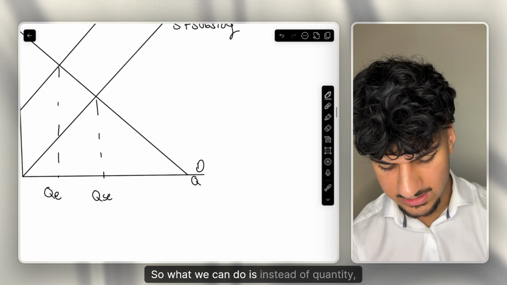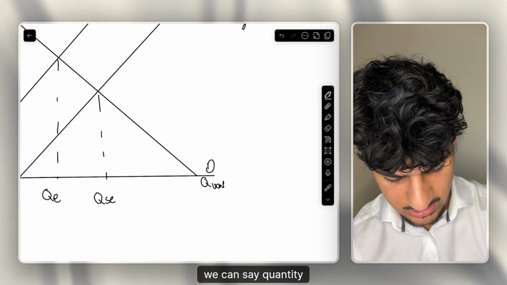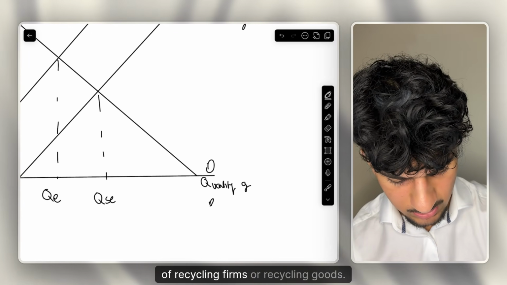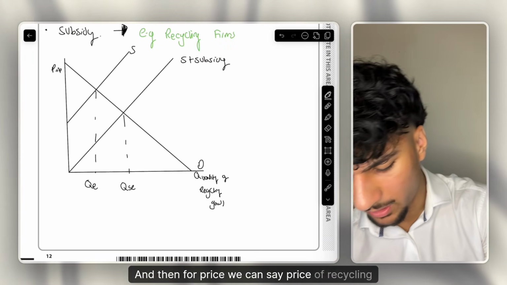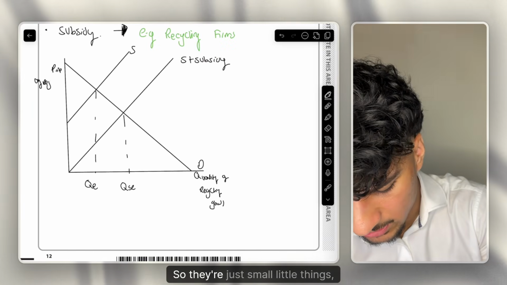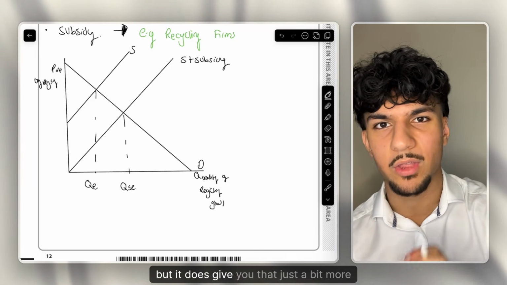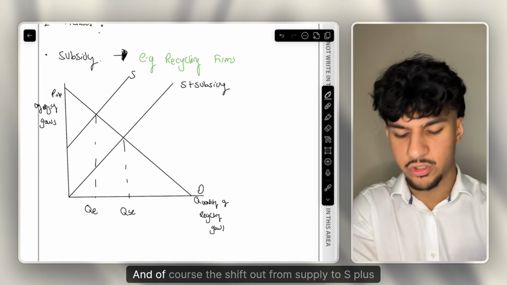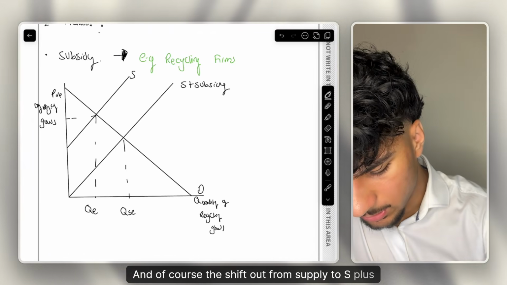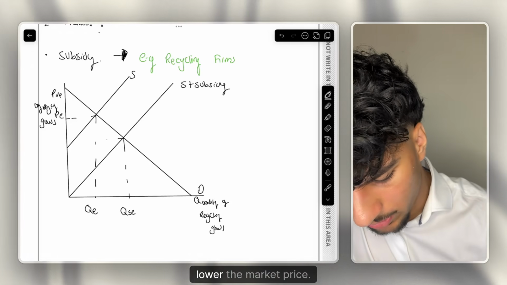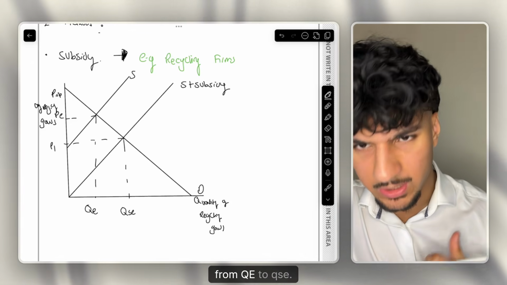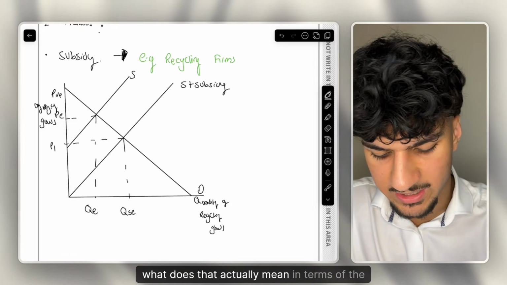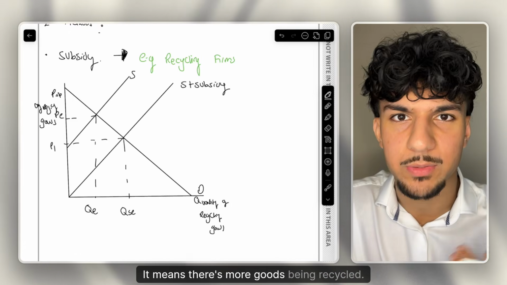So what we can do is, instead of quantity, we can say quantity of recycling firms or recycling goods, and then for price we can say price of recycling goods. So just small little things, but it does give you just a bit more application. And of course the shift out from supply to S plus sub does also lower the market price, but the main thing is the quantity has increased from QE to QSE, which, what does that actually mean in terms of the question? It means there's more goods being recycled.